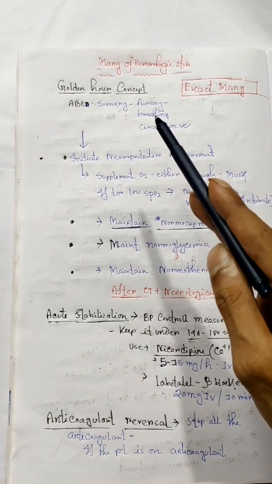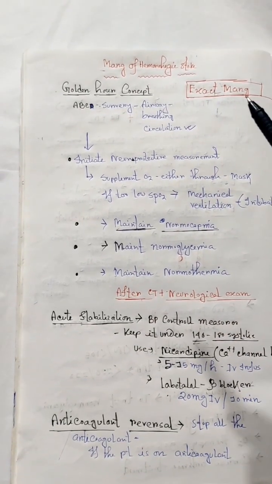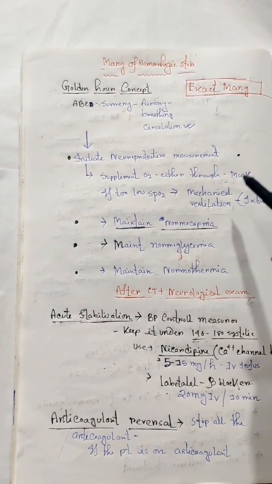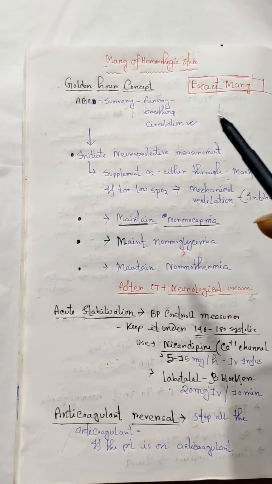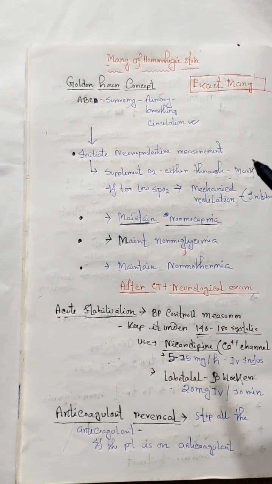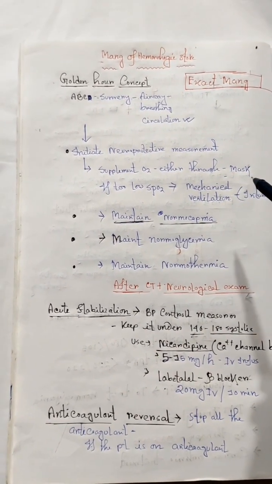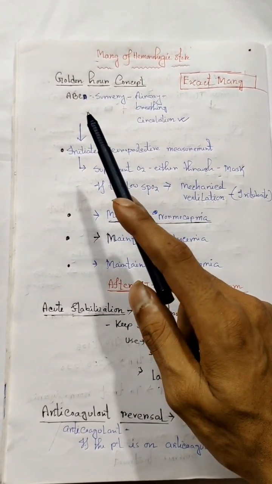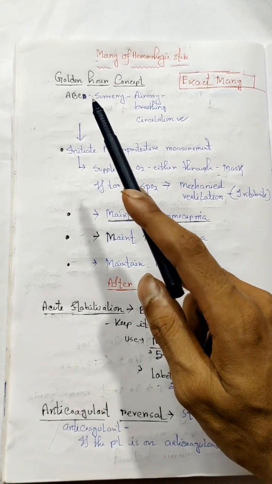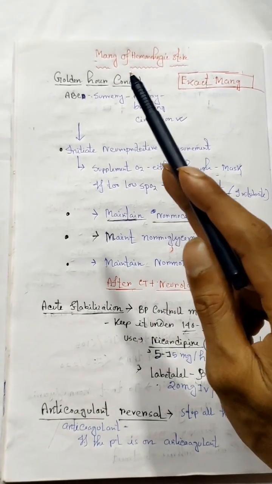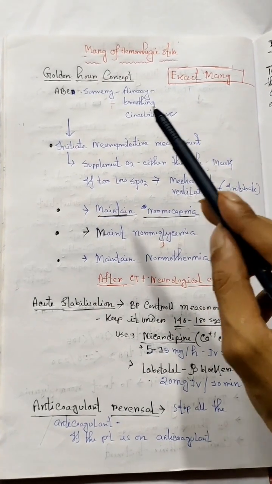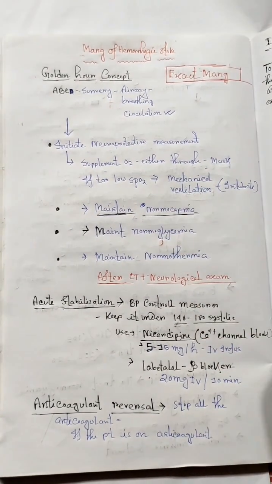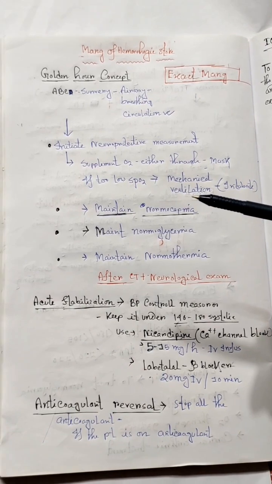In the golden hour concept, the first hour of management of that particular ischemic condition will protect the patient. The first hour is the most important thing. First, we will check the ABC survey. It means airway, breathing and circulation. In that, especially we will check the circulation. Then go for the neurological assessment, right?